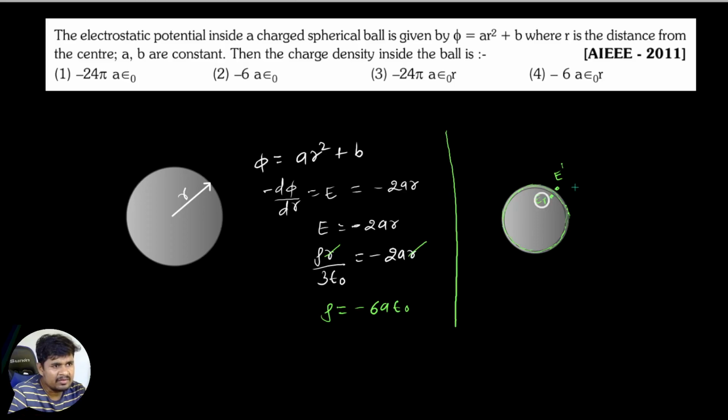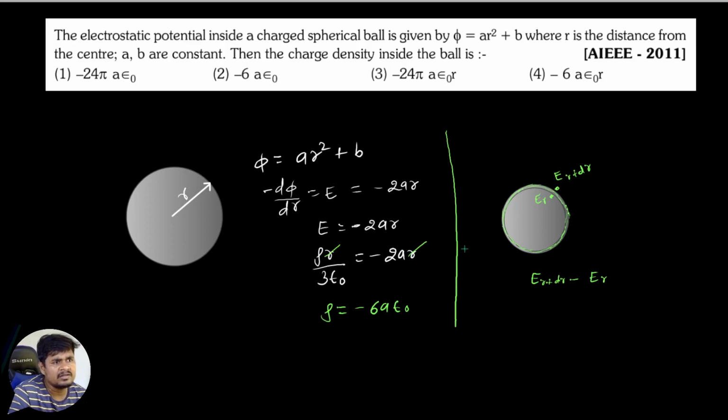This is at r and this is at r plus dr, electric field at r and electric field at r plus dr. So if I write E at r plus dr minus E of r, then I will be getting here, and area I will assume to be constant over there. So this is E at r plus dr.